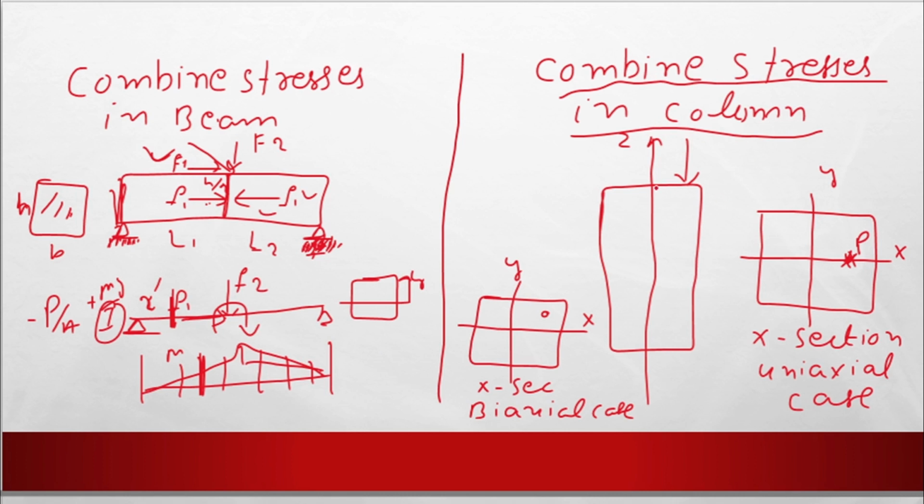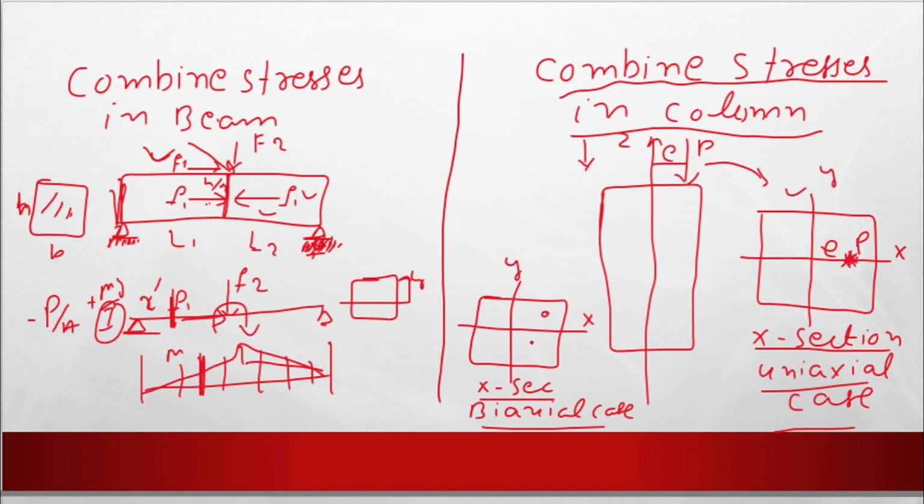So combined stresses in the column occur if the load is applied at some eccentricity from the centroidal axis. This eccentricity may be in two cases: it may be a biaxial column or a uniaxial column. For example, if this is the cross section of the column as you see it from the top, and this load P is applied on one axis at some eccentricity e along the x-axis only, this is the uniaxial case.